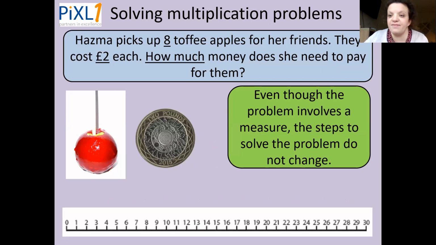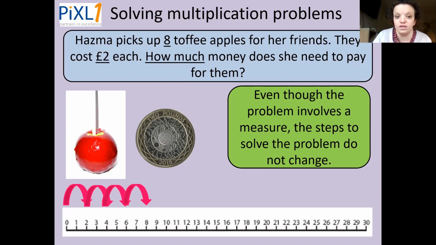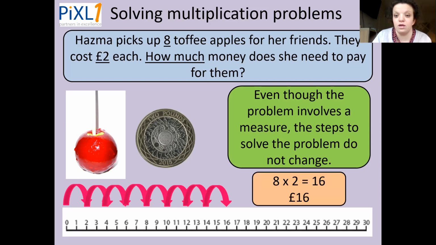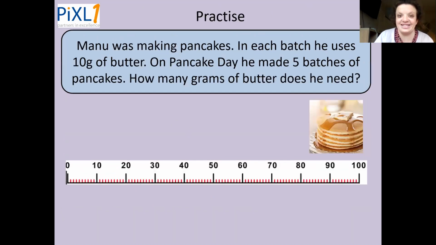So even though this problem involves a measure, the steps to solve the problem do not change. We're still going to be counting in twos, and you could use a number line to help you. Or you could draw 8 groups of 2 because you've got 8 toffee apples and each one of them requires a 2. So you could draw 8 twos or 8 groups of 2. And like that, then you get your answer 16.